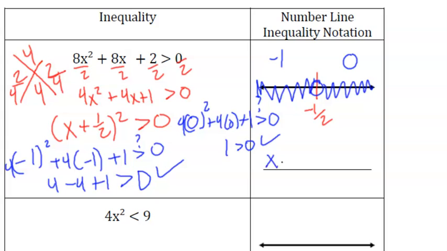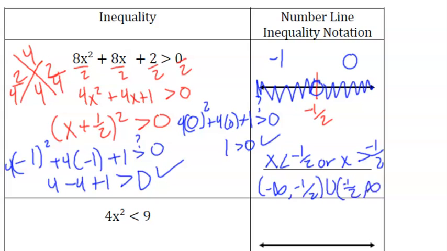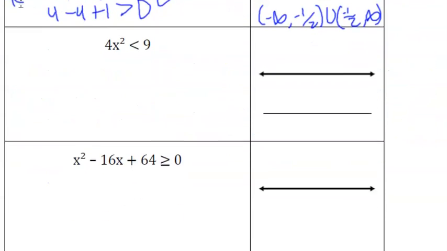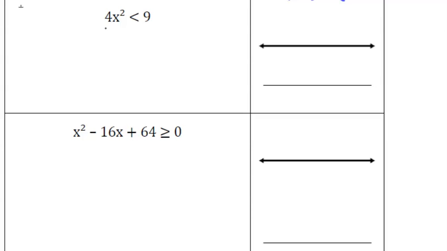So we have x is less than negative 1/2, or x is greater than negative 1/2. You might also see the notation, all real numbers except x cannot equal negative 1/2. Alright, let's do the next one. 4x squared is less than 9.